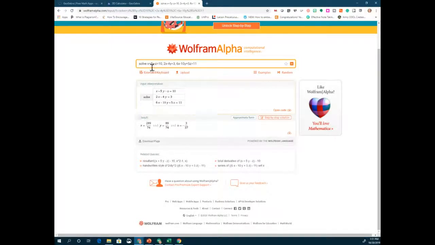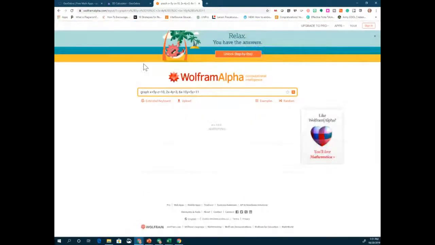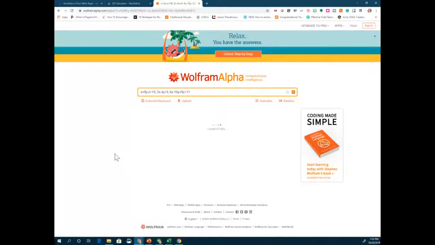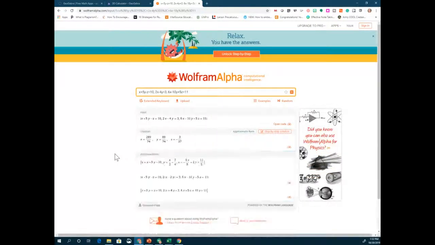I'm actually surprised it didn't give a graph. I wonder if I just type graph here, if it'll put those all in the same graph. No. What happens if I just leave off the word? Oh, it's just giving you different ways to write it. So sometimes it will give you a graph, sometimes it won't, but at least you have your solution to double check.